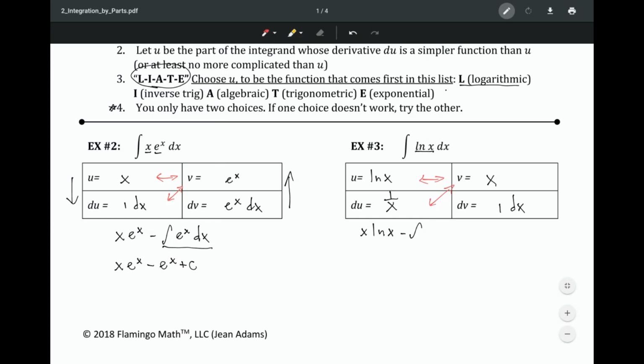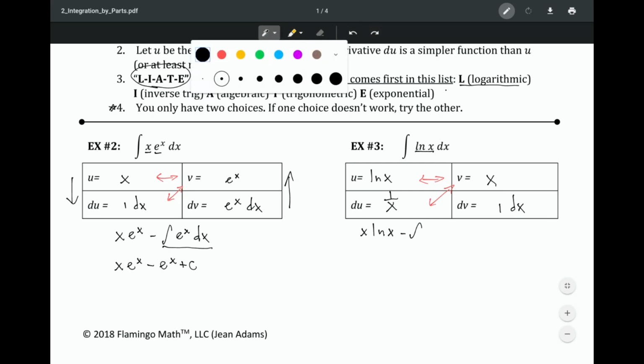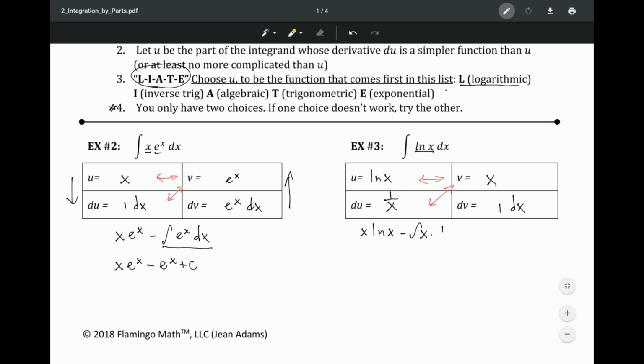So the integral of x times 1 over x dx. And x times 1 over x is going to be 1. So essentially, what I'm trying to integrate is just 1 dx, or just the integral of dx. That's the same thing. So this is going to be equal to x natural log of x minus x plus c.